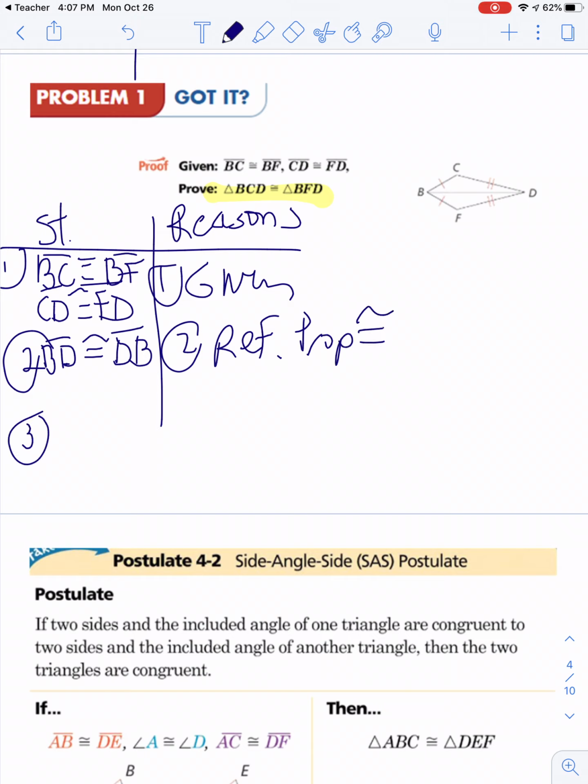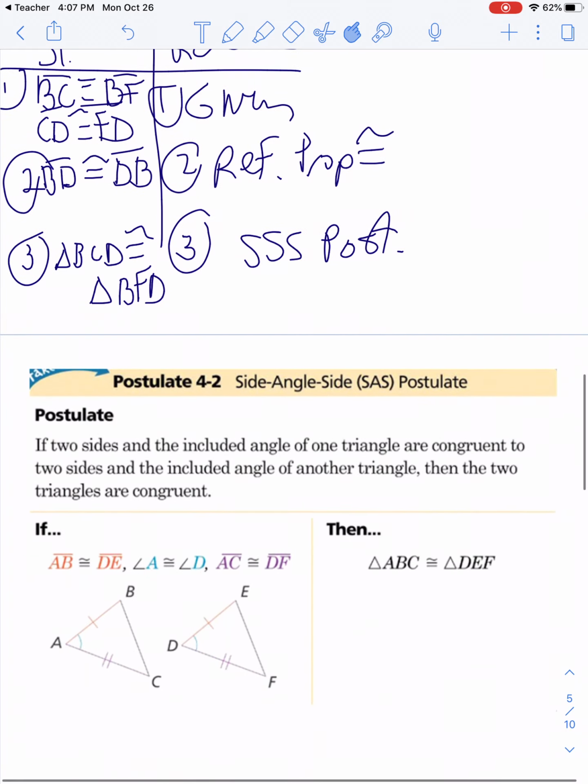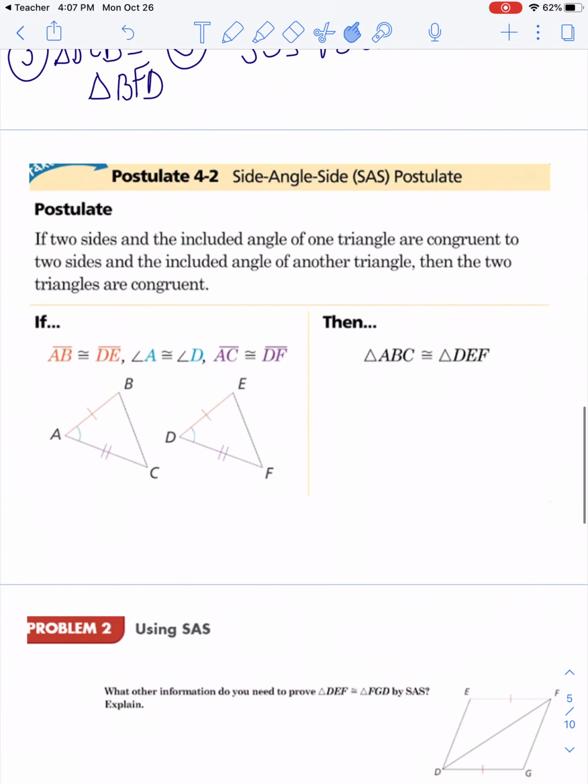So that we can say that triangle BCD is congruent to triangle BFD by the side postulate. Okay, so there's one of them. 3 pieces are enough to tell me that all 6 of them work, or all 6 of them are congruent.